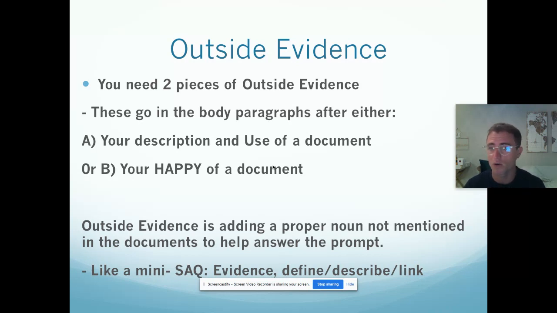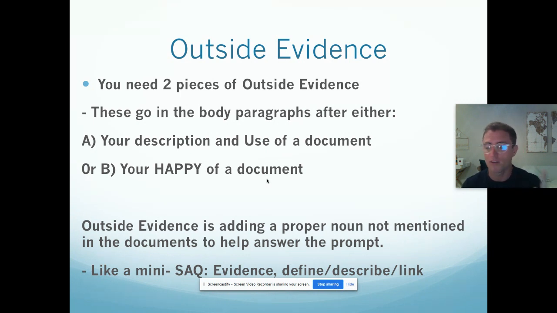Your outside evidence is going to appear after you describe and use a document. If you HAPPY a document, then it will go after the HAPPY. If you don't HAPPY the document, then it will just go after your description and use of the document. So that's what I'm saying here. You need 2 pieces of outside evidence in this essay. You don't need 1 anymore, you need 2. Just go in the body paragraphs after your description and use of the document or after you HAPPY the document. We know how to do outside evidence, guys. This is something that we've practiced a million times because we've practiced a million SAQs. You simply have to add a proper noun not mentioned in the documents, define or describe that proper noun, and then link it to your thesis.